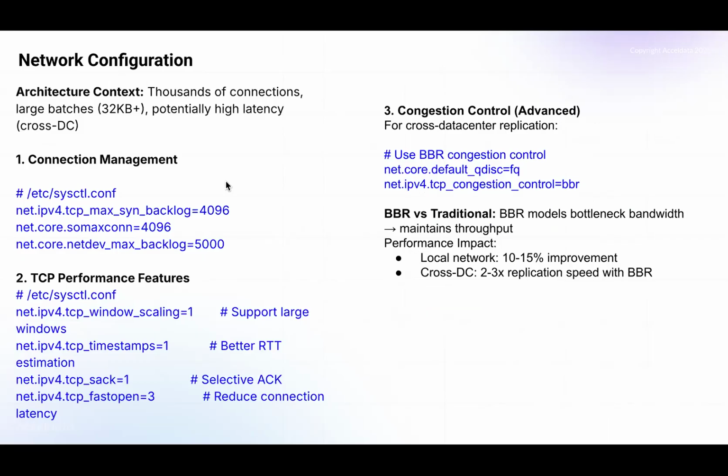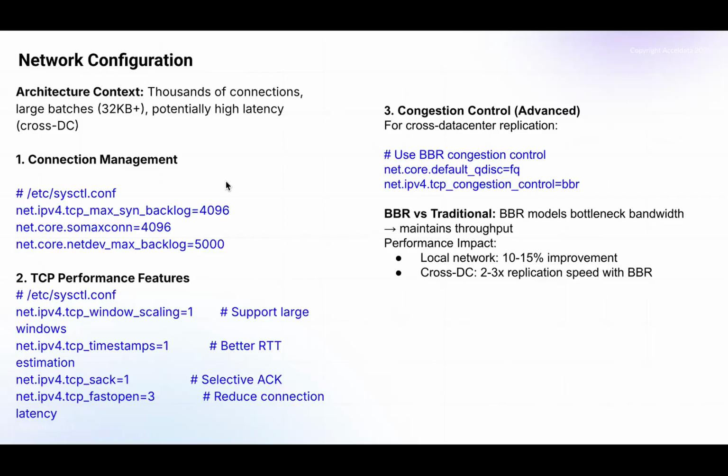So let's talk about the network configuration. Network tuning is especially important if you're running Kafka across multiple data centers or availability zones. Firstly, connection management. Kafka can have thousands of concurrent connections. Set tcp_max_syn_backlog and somaxconn to 4096 and netdev_max_backlog to 5000. This controls how many connections can be queued.